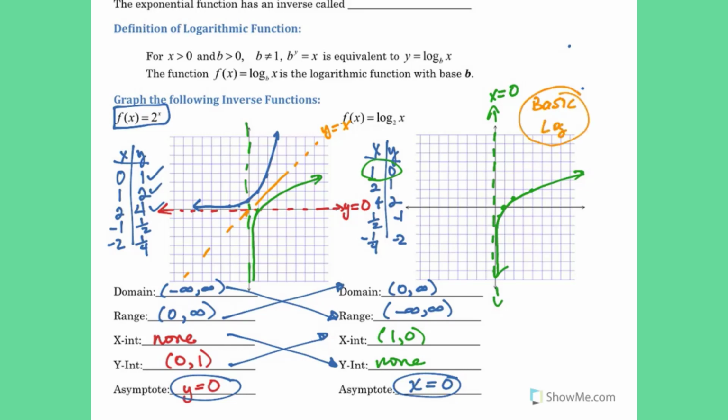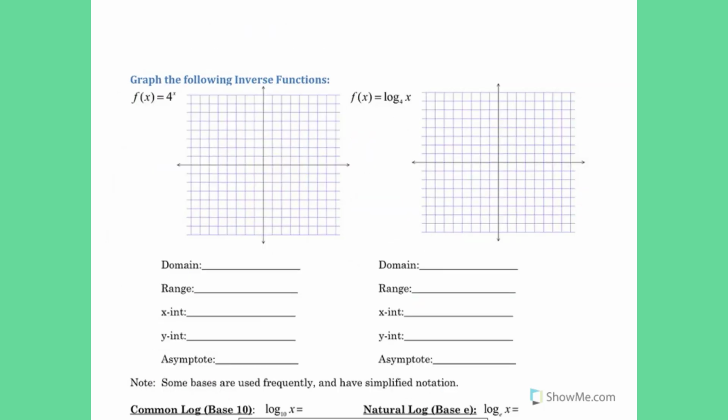So remember, our domain is 0 to infinity. Our range is all real numbers. We start out with the x-intercept of 1, 0, and we have that vertical asymptote. So let's just practice another one. What if we have base 4?